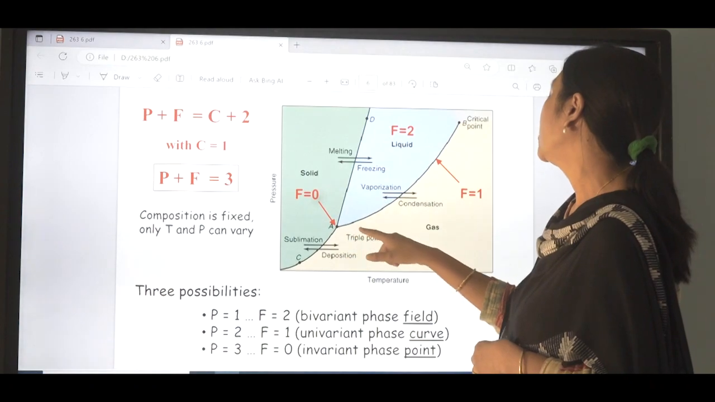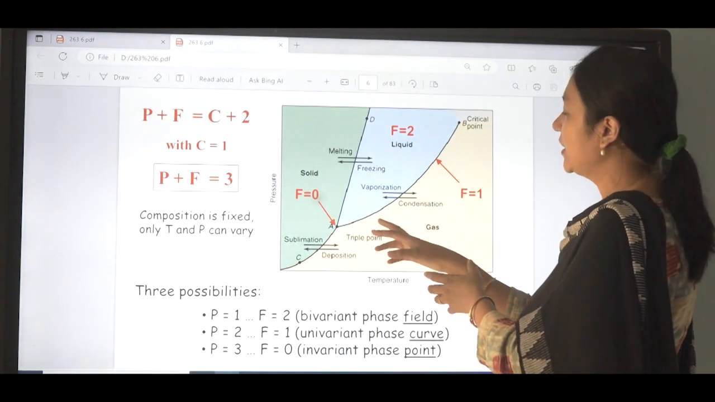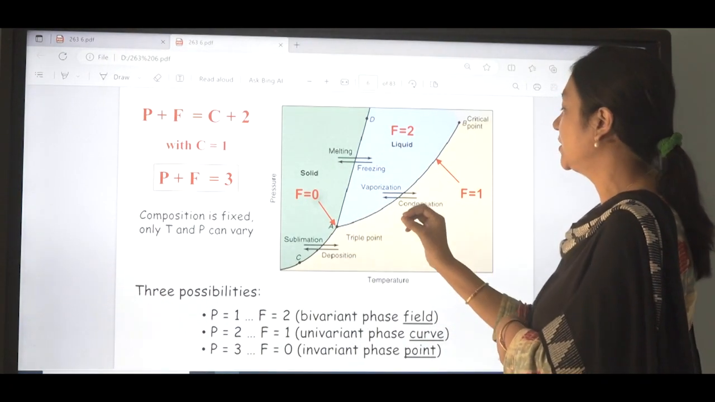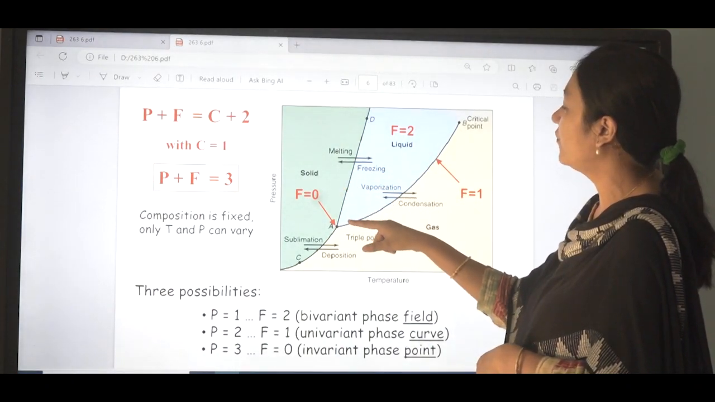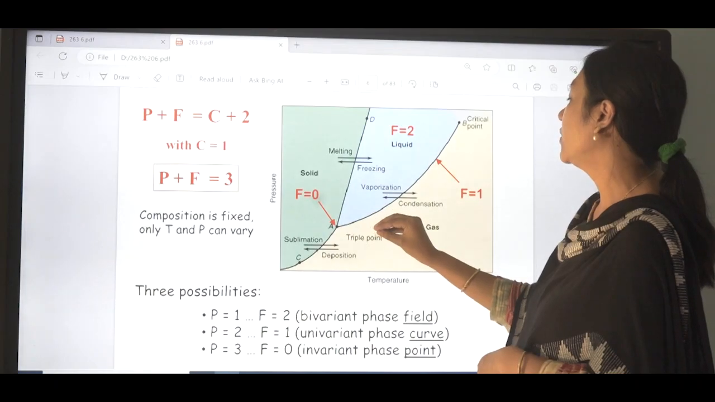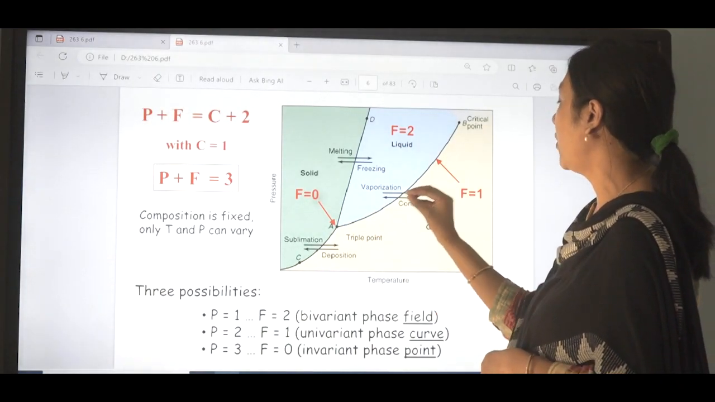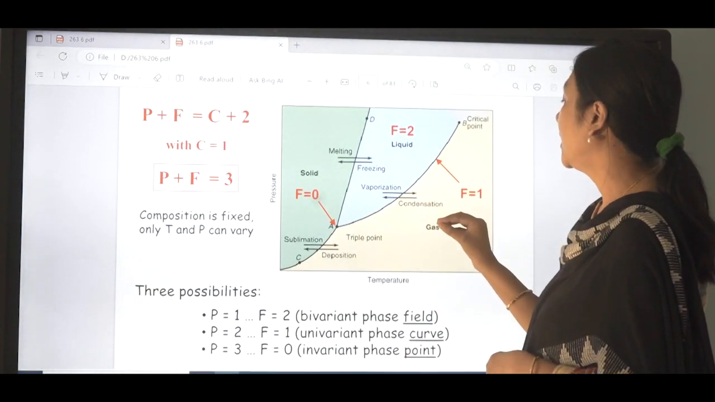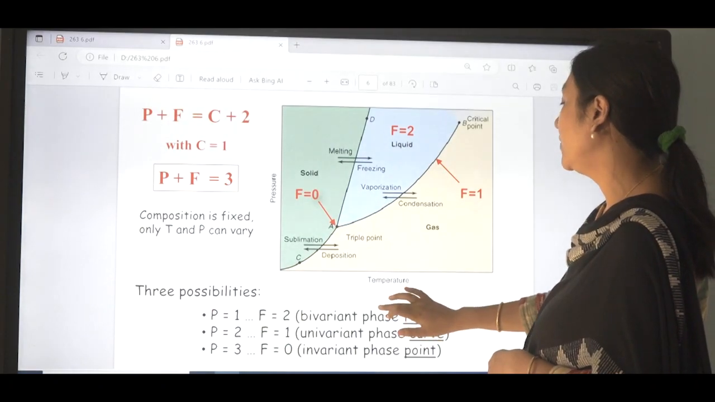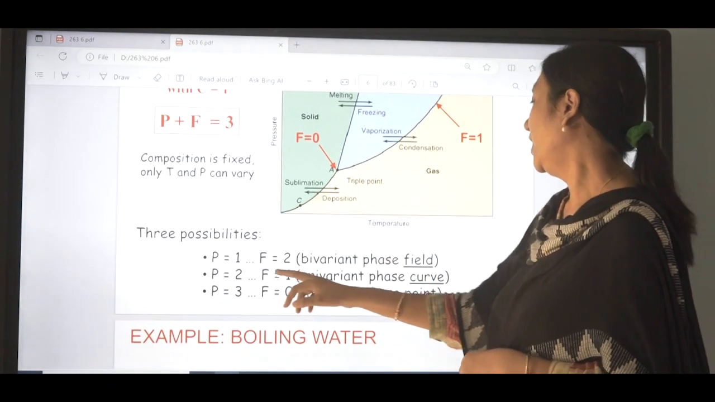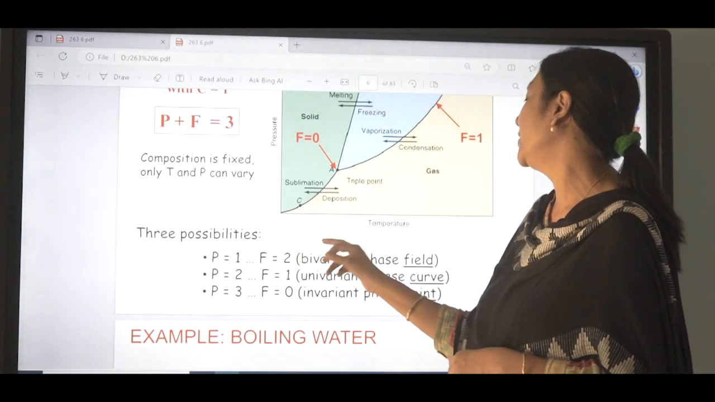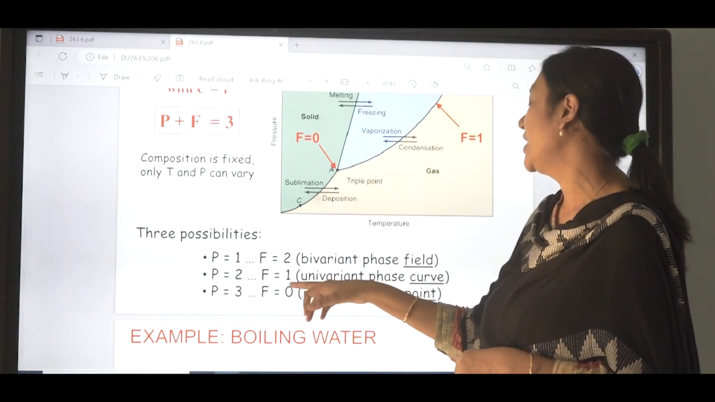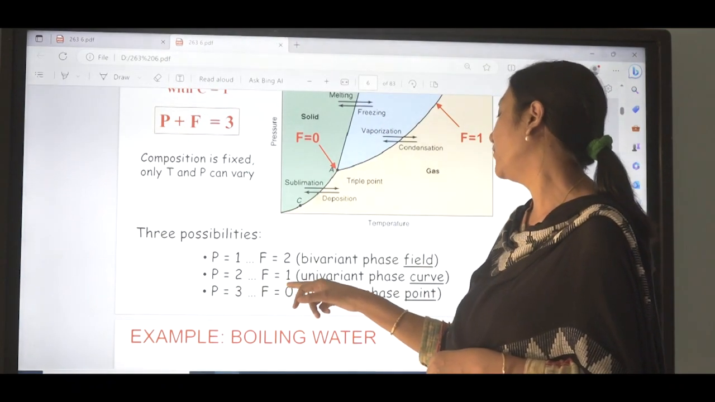The point A is called the triple point because at this point A, all the three phases, the gas phase, the liquid phase, and the solid phase, all will meet. So it is a triple point, and the degree of freedom here will be: when the phase is 1, F will be 2. When the phase is 2, F will be 1. And when the phase is 3, F will be 0.